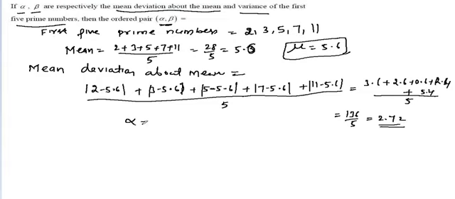This value is given as alpha, that is 2.72. This is the value of alpha, and the beta value is the variance of the given prime numbers.